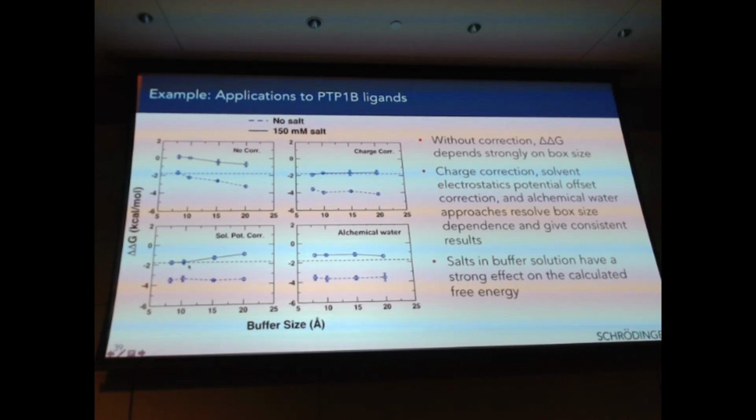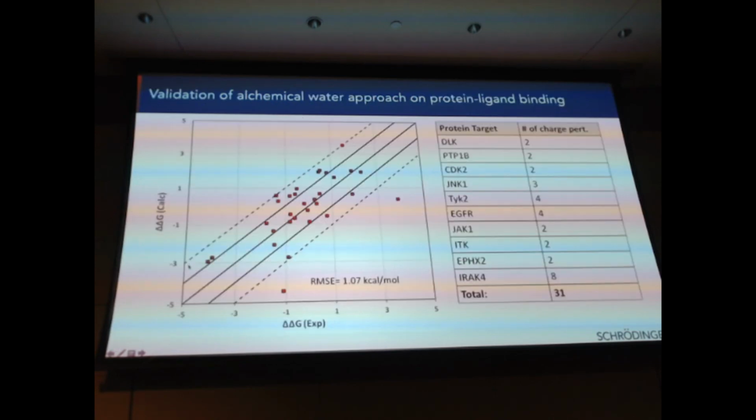And then we tested the same protocol on a large data set with more than 10 targets, with more than 30 unique charge perturbations. The summary is shown here. The overall RMSE is about 1.1 kcal/mol, comparable to the accuracy for the neutral perturbations.